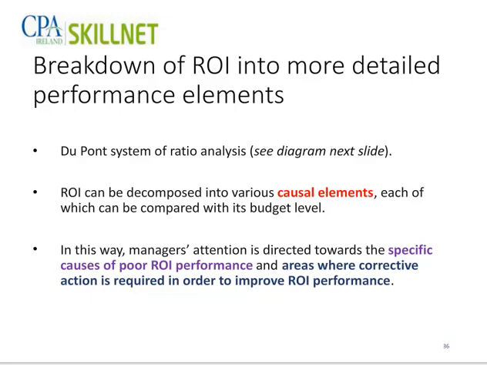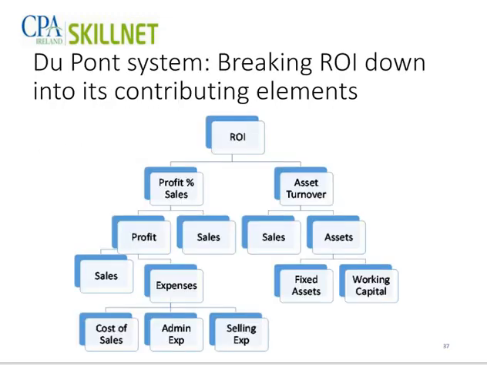Also, ROI can be broken down into detailed elements to see the causes as to why ROI of a division is not, for example, achieving its target, if that's the case. So this is the so-called DuPont system of ratio analysis. It's shown by a diagram coming up on the next slide.